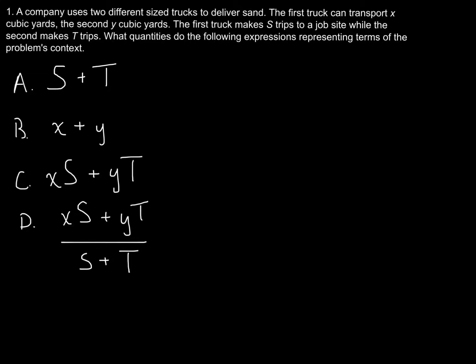All right, so just in looking very basically at the first expression here, S plus T. S is the number of trips that the first truck makes, and T is the number of trips that the second truck makes. So this here is just going to be the total number of trips. Nothing too complicated. X plus Y, similar idea. The first truck can transport X cubic yards, the second Y cubic yards. So this would be the total number of cubic yards that the two trucks could deliver at the same time or in one trip.